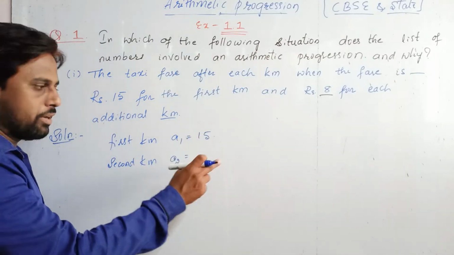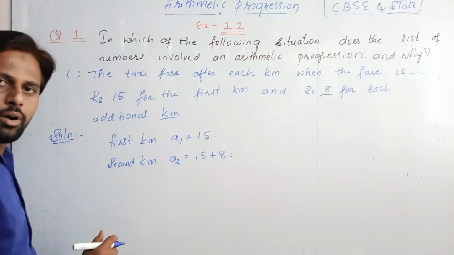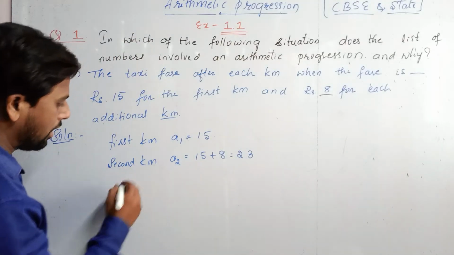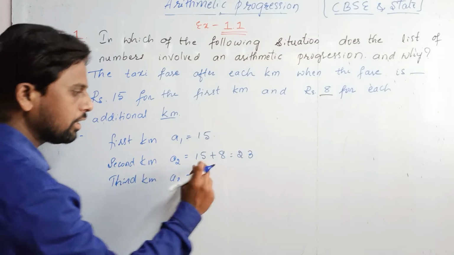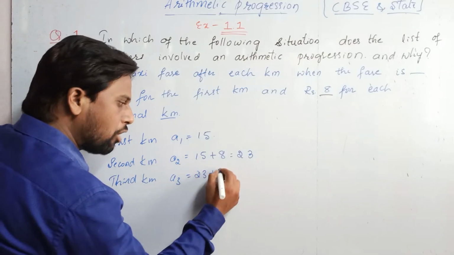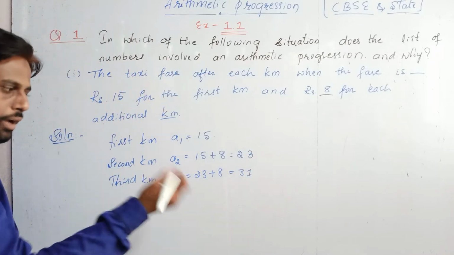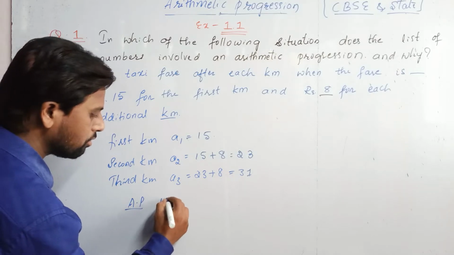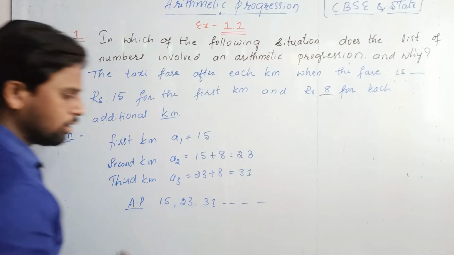So to the first kilometer's fare we should add 8 rupees again. 15 plus 8 is 23, students. In the same way, for the third kilometer, that is A3, the second kilometer is 23, and we add 8 to get 31. So it will be continuous. We will write the AP here: 15, 23, 31, and so on.